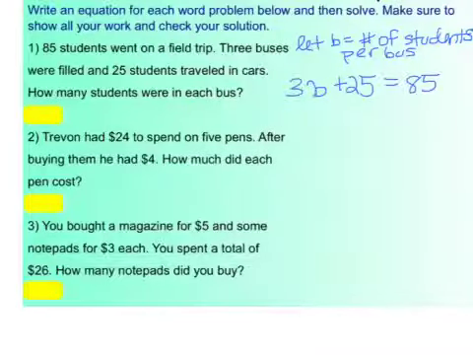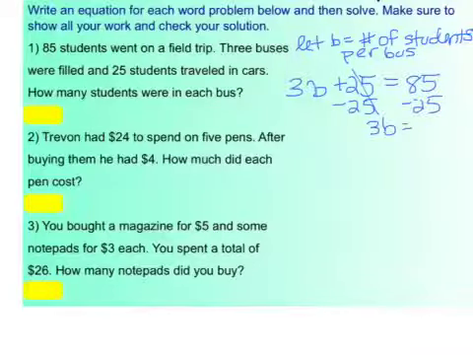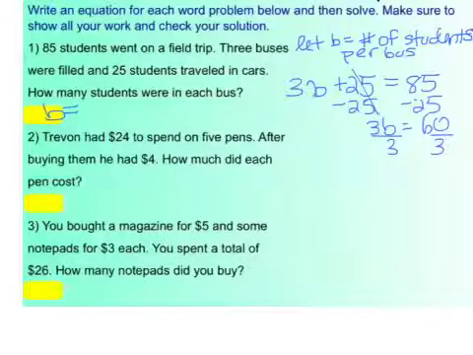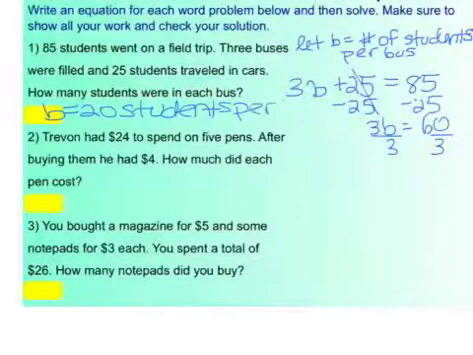So we're going to do inverse operations. We're adding 25, so we want to subtract 25 from both sides. That gives us 3b equals 60. Divide by 3 on both sides. We get that b equals 20 students per bus. So we get that b equals 20, but make sure you label your answer.